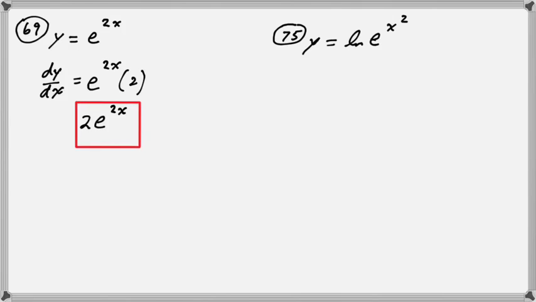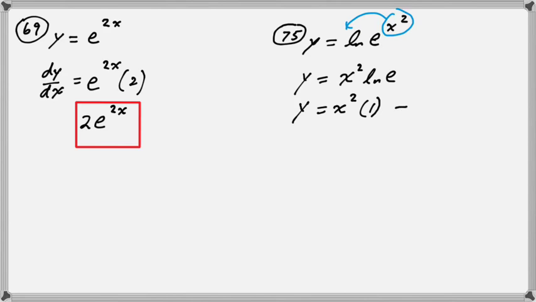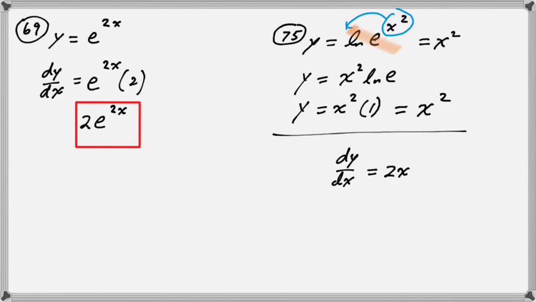For 75, it would be advantageous to know your rules. There is a rule in logarithms that allows you to pull the exponent out front. So this becomes x squared times the natural log of e. E to what power is e? 1. So really, this whole thing is just a disguised form of x squared. A lot of people just think natural log and e eliminate each other, leaving you x squared. And the derivative of x squared, therefore, would be 2x.